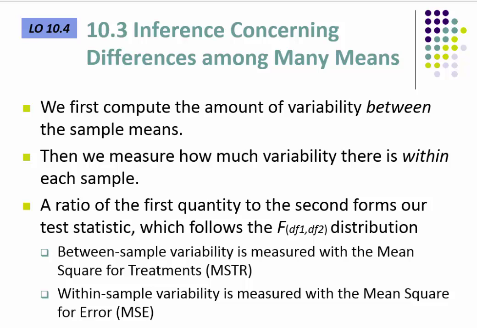So, first thing we're going to do is compute the amount of variability between the sample means. So between mu1, mu2, mu3, mu4, how much variability is between these different means. And then we're going to measure the amount of variability within each of the individual samples. So within mu1, how much variability is there? Which is of course different than the difference between the variability between mu1 and mu2 or whatever.